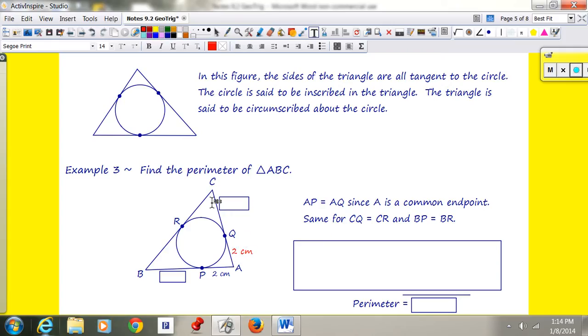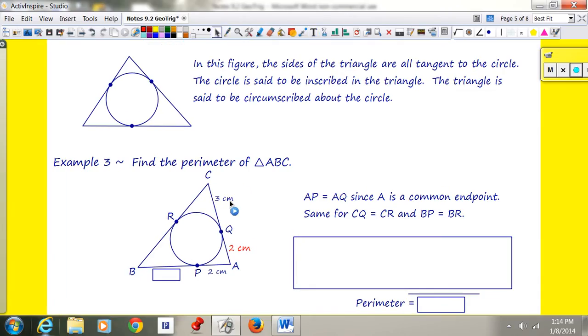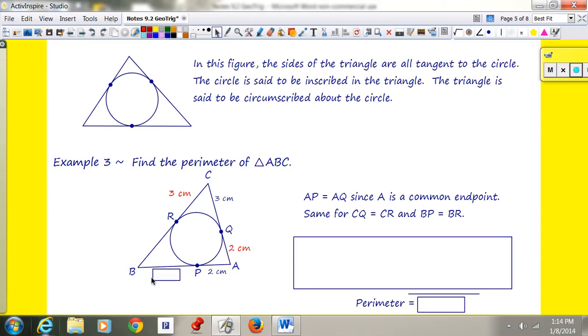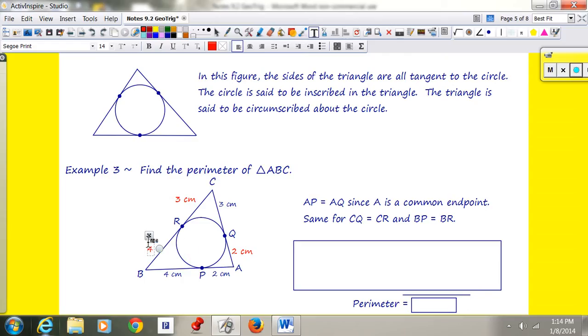And the same is true for CQ and CR. So if this one is 3 centimeters, then this one must also be 3 centimeters. And if this one is 4 centimeters, then this one must also be 4 centimeters. So there are all your points.